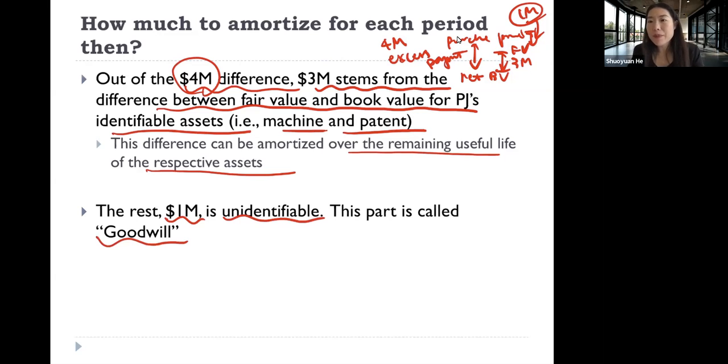So if you still remember from your previous intermediate financial accounting class, goodwill is the only unidentifiable intangible asset of the firm, right? So anything we cannot identify, we just put together and call it goodwill. That is what goodwill is. And because we don't really know what it is, it cannot be identified. So of course, we do not know the useful life of the goodwill, and so goodwill is not amortizable. We cannot amortize it. We just let it be.